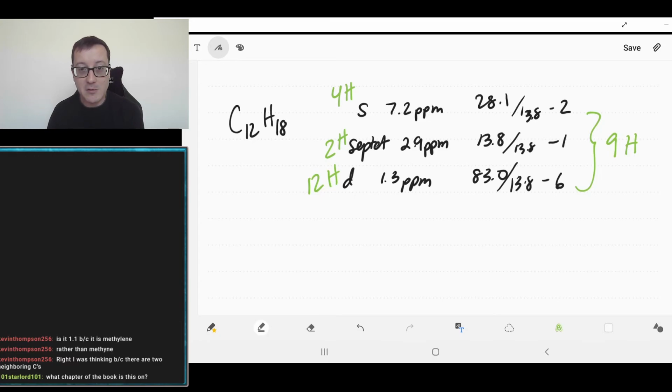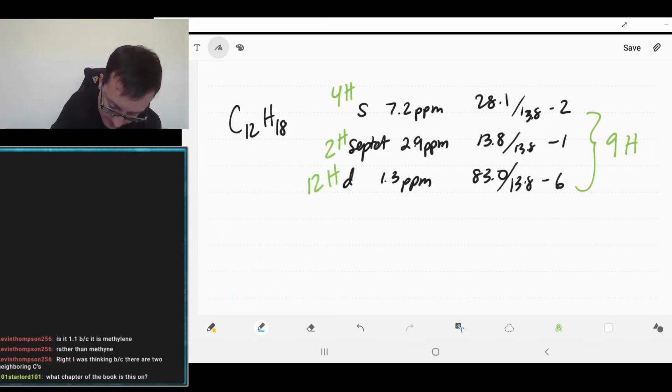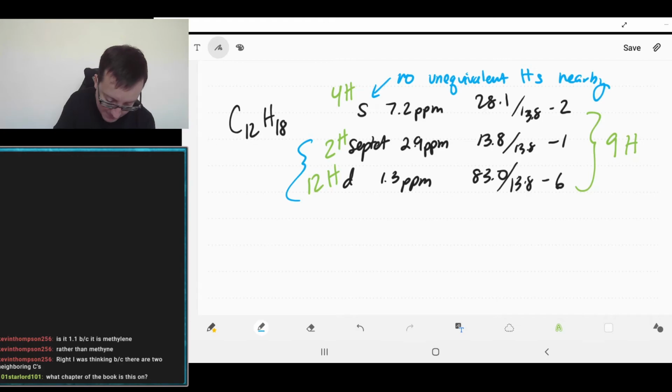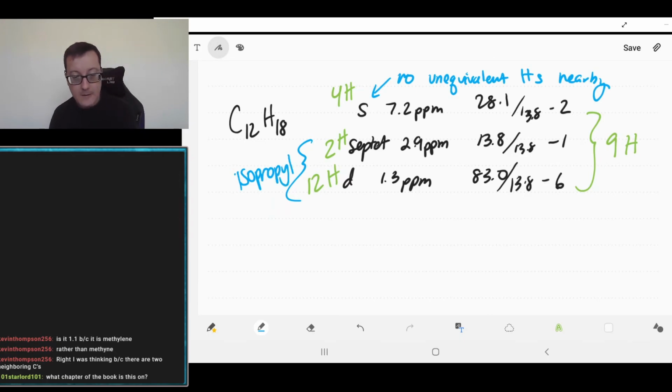Let's see, what else do we have? What information do we have? Well, we have a singlet, which tells us that there are no neighboring protons that are not equivalent for this one. So we have no unequivalent H's nearby. We see a septet and a doublet in a 1 to 6 ratio. That's an isopropyl group. This probably tells us that we have an isopropyl group here. Right? 1 to 6 ratio, septet, doublet, a pretty good indicator of an isopropyl group.